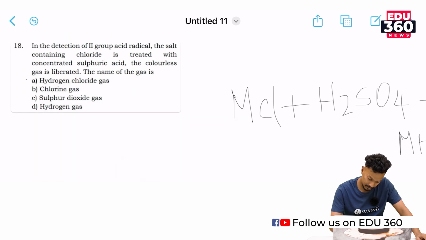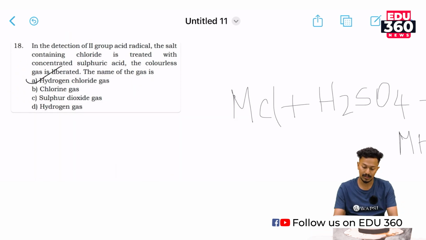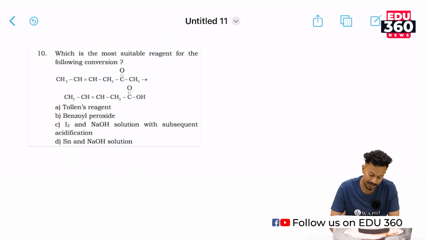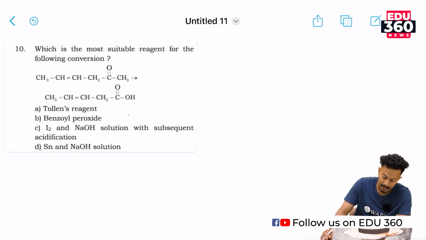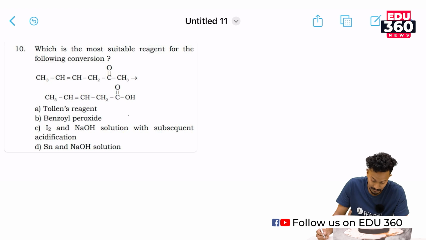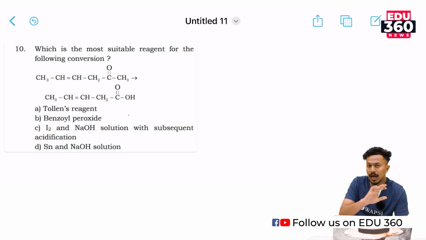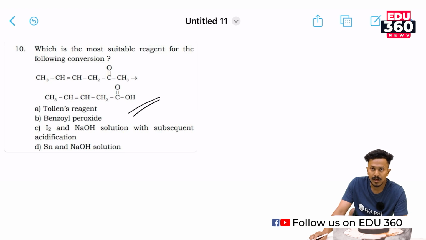Hydrogen chloride gas is the correct answer. Moving on to the second one. Which is the most suitable reagent for the following conversion? We do have a ketone, which when treated with an unknown reagent gives a carboxylic acid. It is the conversion of a ketone to carboxylic acid.